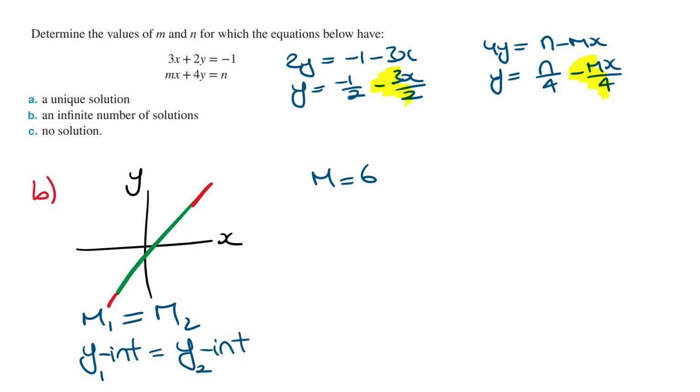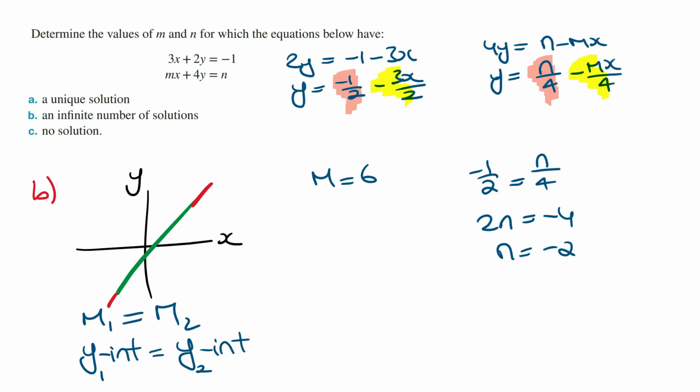The y-intercept of each line is going to be the constant. So for the first line, it's going to be minus a half, and for the second line, it's going to be n on 4. And so to have these two y-intercepts be the same, we need to equate these values. And so we're going to get minus a half must equal n on 4. From here, solving for n, we cross multiply, and so we're going to get 2n is equal to minus 4. Dividing both sides by 2, we're going to get the value of n is equal to minus 4 divided by 2, which is minus 2.